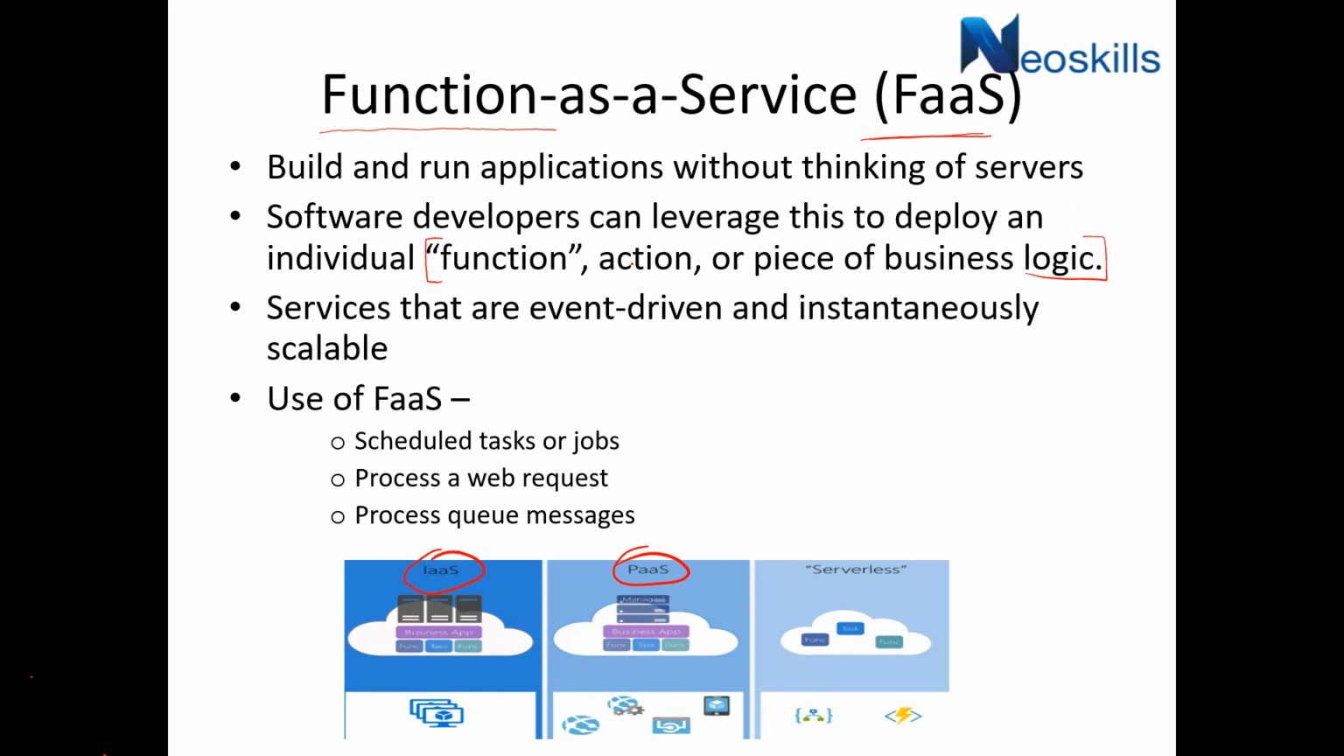Now, these are all event driven. When a function gets executed, something has to happen first, and only then will my function get executed. Very common use cases are a scheduled task or job, processing a web request, or processing a queue message. Let me give a small example. There is data over here which is getting generated by some particular application. I want to use this data and move it to a different location or a different region, but there is no proper mechanism when it is getting generated.